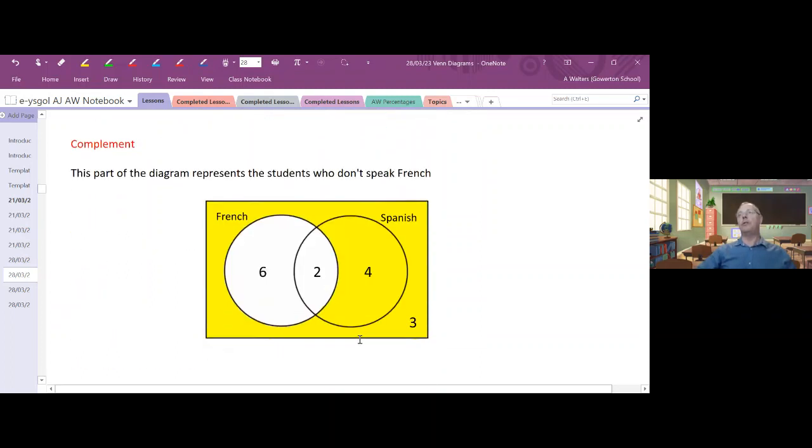And the last question, if I said to you, how many students do not speak French, they are the complement of this circle here. Every value outside of the French circle. So you add up the 4 and the 3. Okay, so there are 4 people that purely speak Spanish and 3 people who do not speak either of the languages. So there's a total of 7 people who do not speak French.